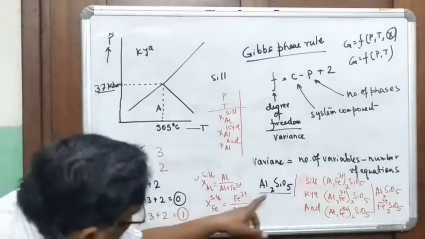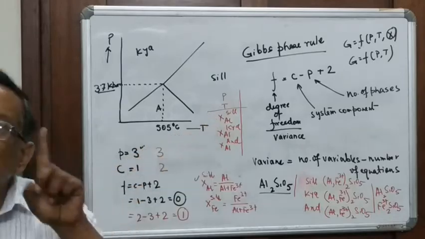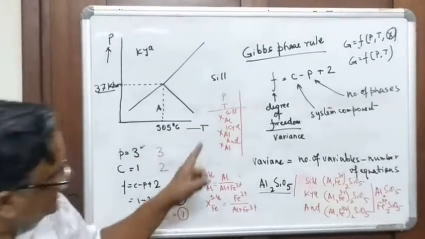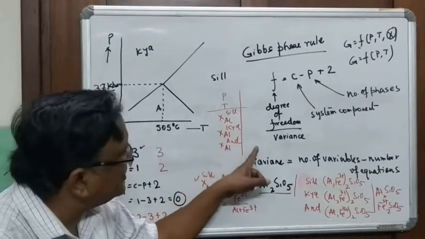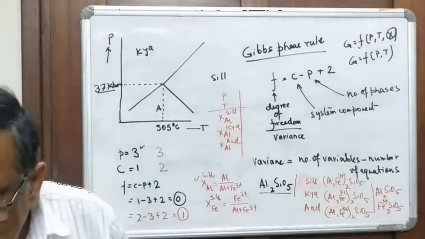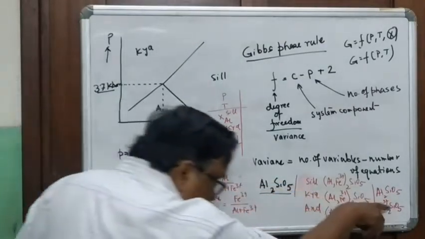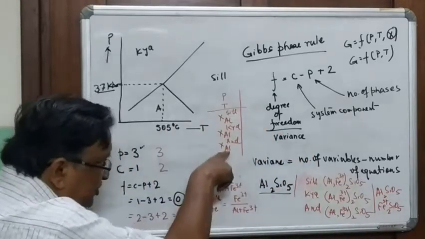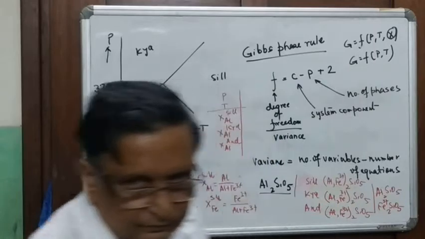Remember, if it was pure, then XAl in sillimanite would have been equal to 1, XAl in kyanite would have been equal to 1, XAl in andalusite is equal to 1. That means it is self-constrained. But right now, you don't know. So you have 5 variables.